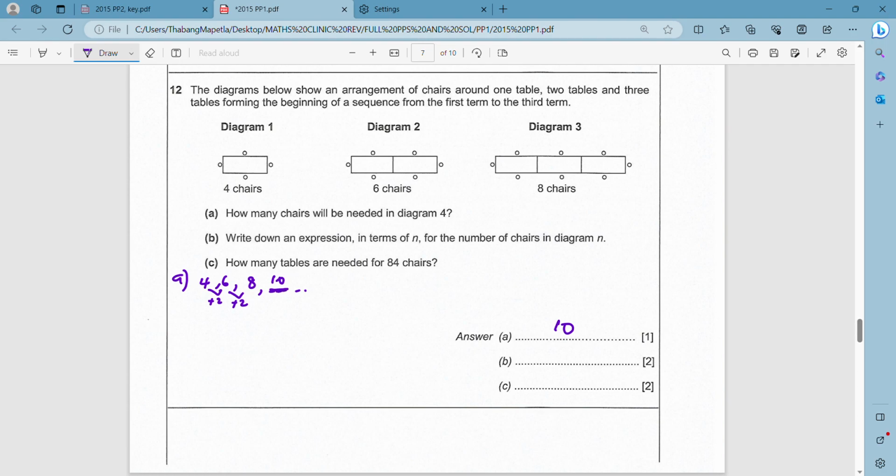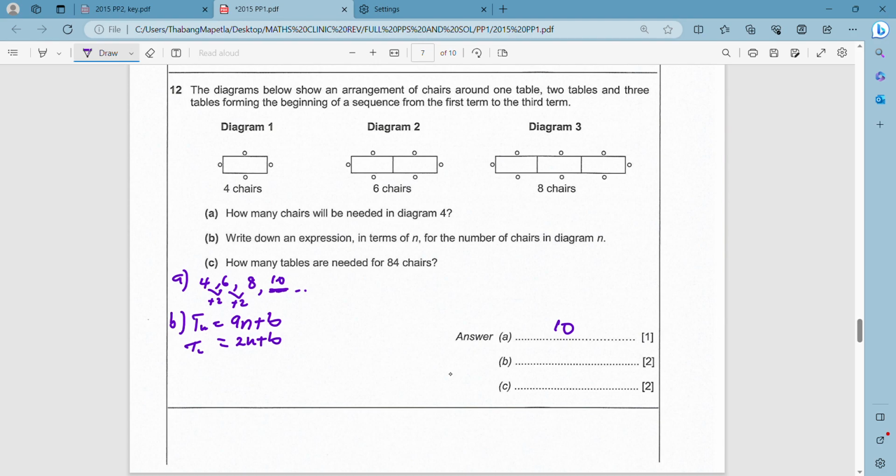Then the next one says write down an expression in terms of n for the number of chairs in diagram n. Remember that Tn is equal to an plus b. This is where a is the common difference. Common difference is second term minus first term. So 6 minus 4 is a 2. So it's this positive 2. So we're going to have that Tn is equal to 2n plus b.